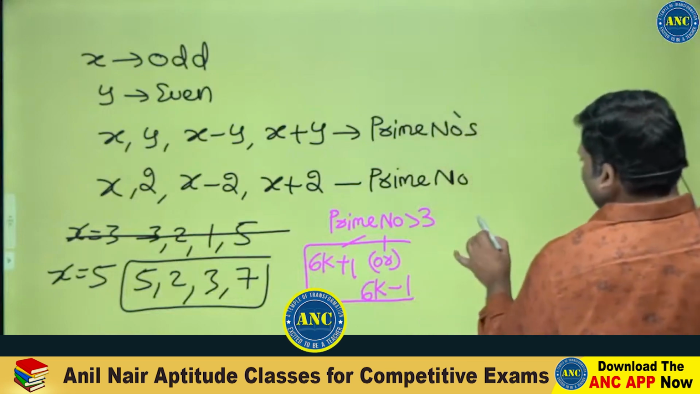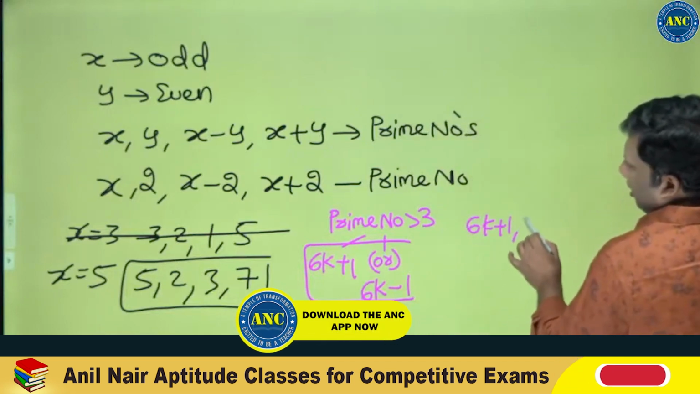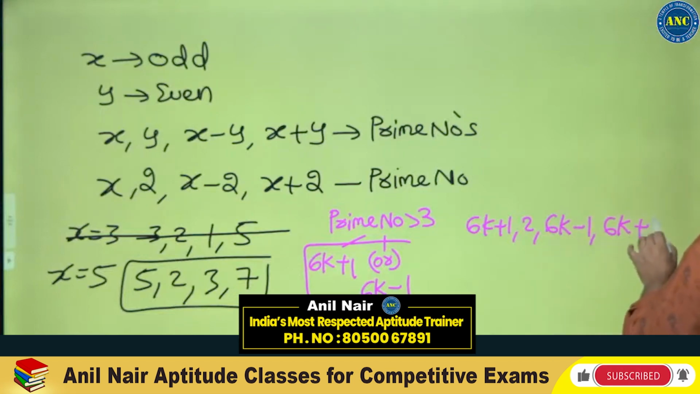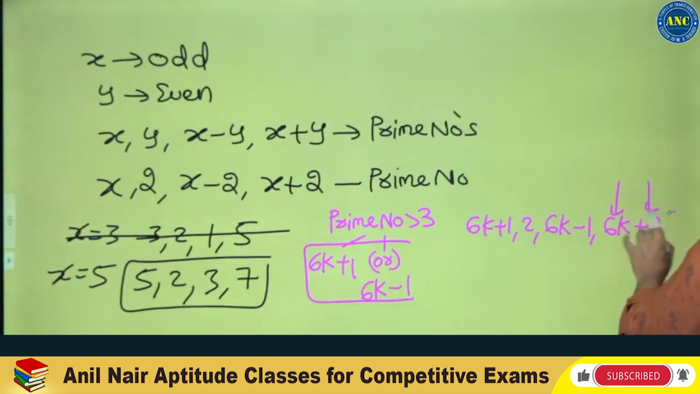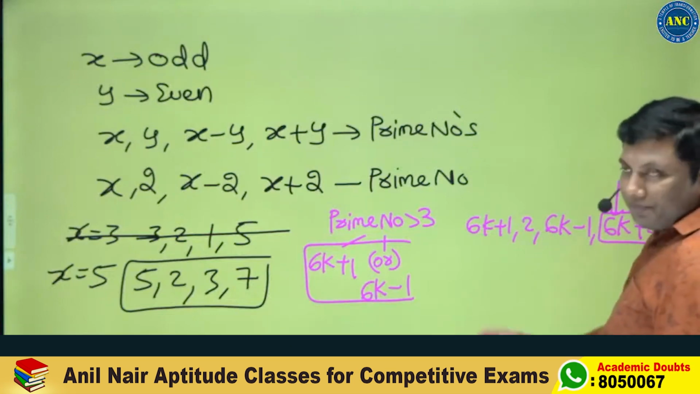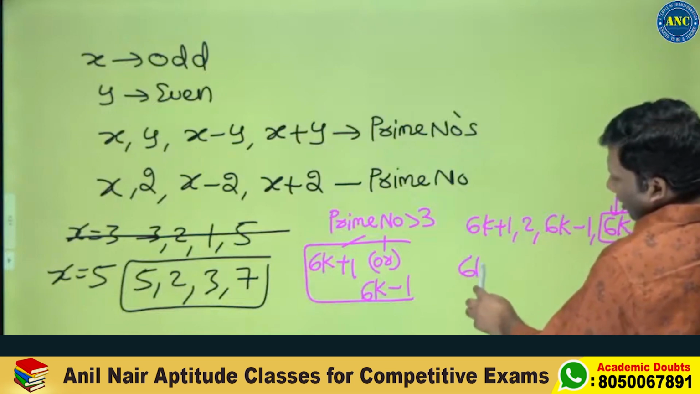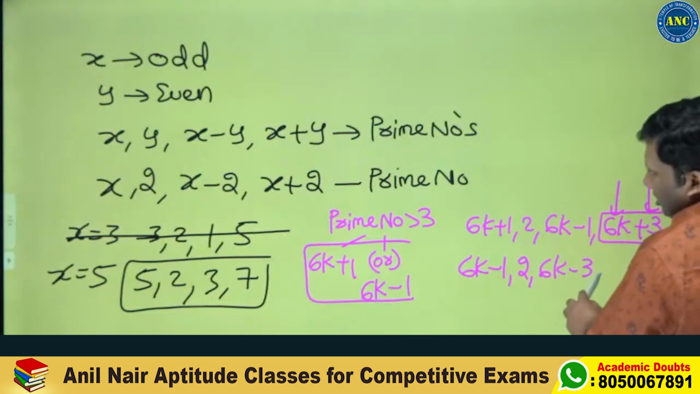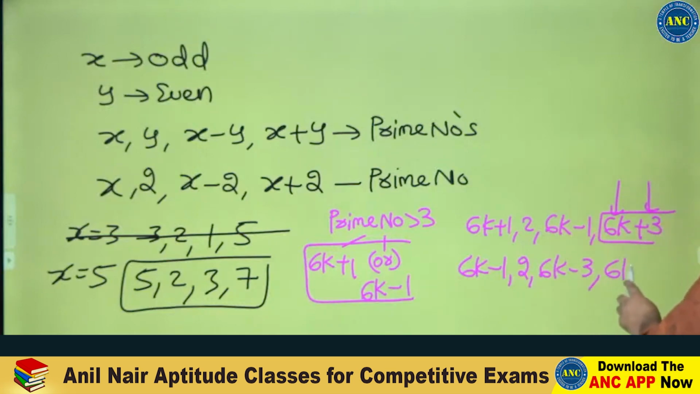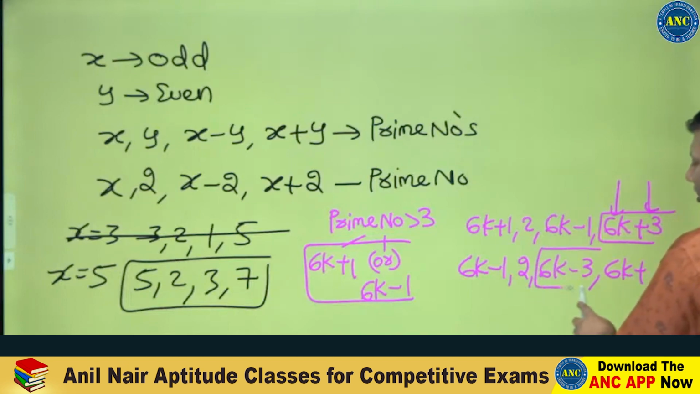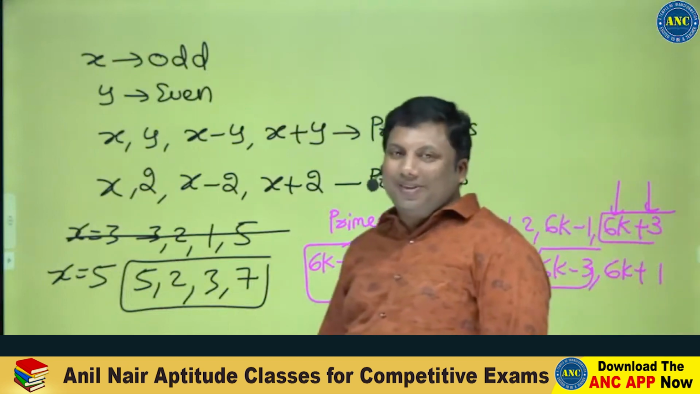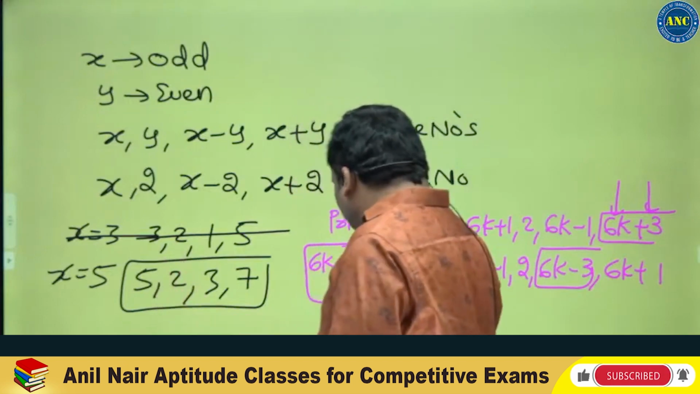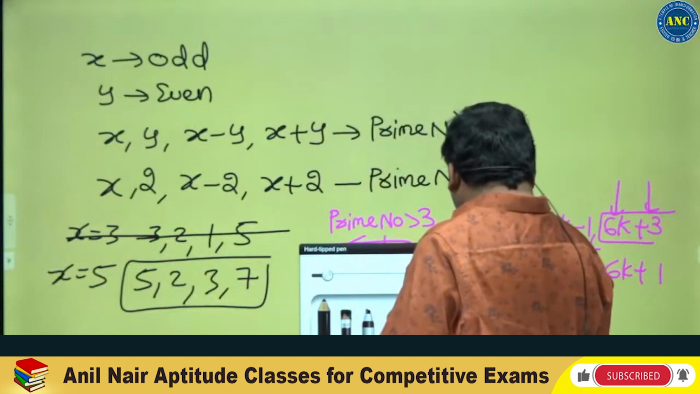If I take 6k plus 1, then 6k plus 1, comma 2, 6k minus 1, comma 6k plus 3. That is divisible by 3, so the answer is divisible by 3. If I take 6k minus 1, then 6k minus 1, comma 2, 6k minus 1 minus 2, 6k minus 3, comma 6k plus 1. Divisible by 3, so the answer will be divisible by 3. So no other cases are possible. Only when x is 5 is it possible.